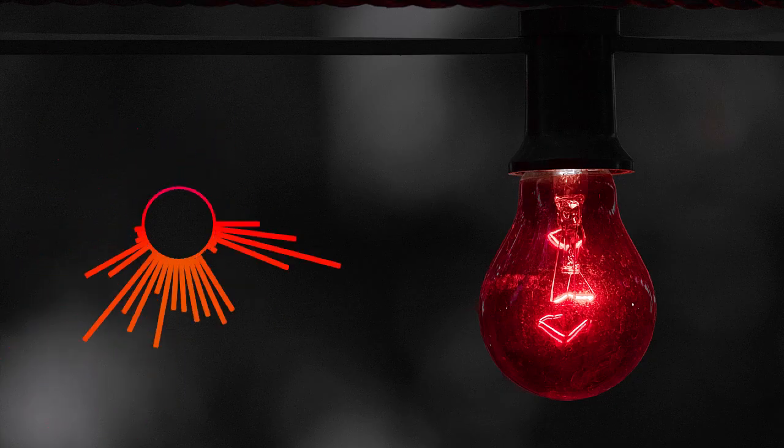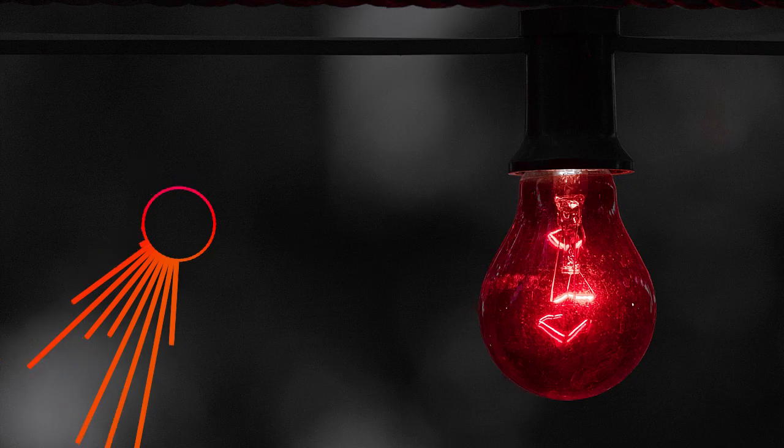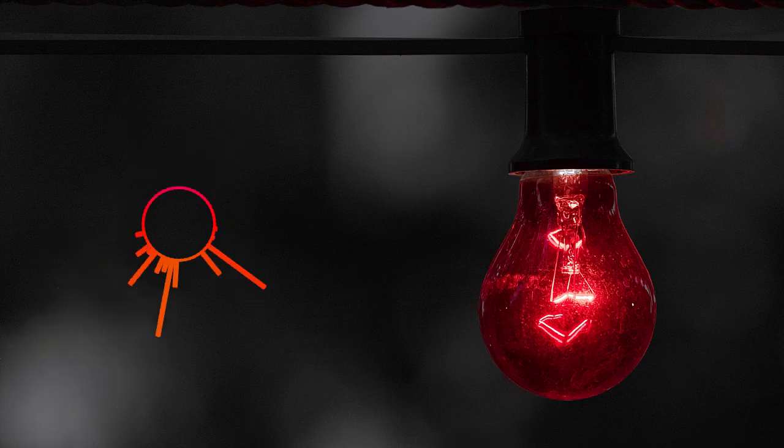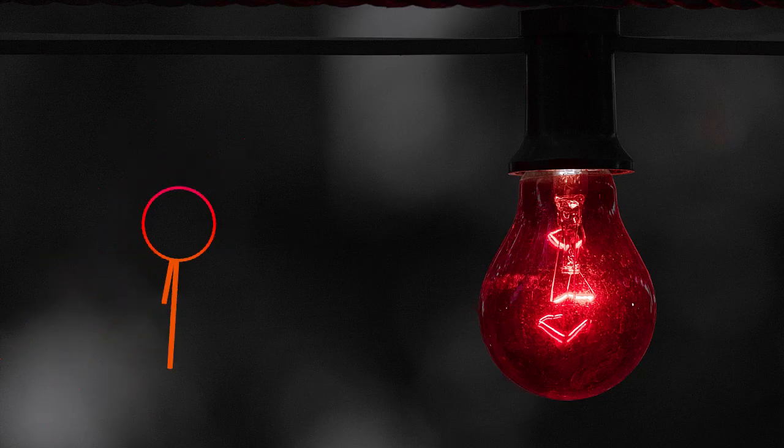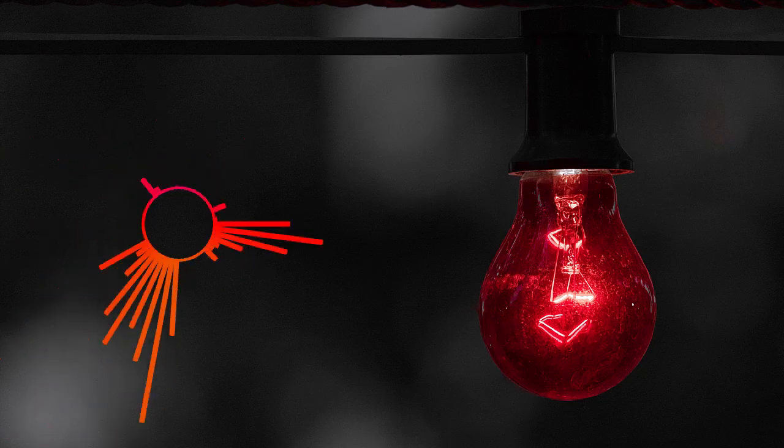There are four main types of lighting systems you will encounter in the field: incandescent, fluorescent, high intensity discharge or HID, and light emitting diode or LED. Let's walk through each one.